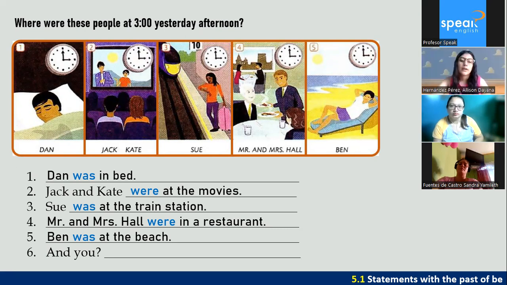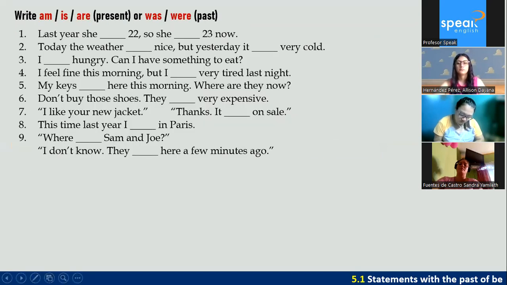Very good. So, Alison, dígame, perdón. I was in a salon. Okay, I was in a beauty salon. Okay, very good. Now, these are again examples of how we can use the verb be.